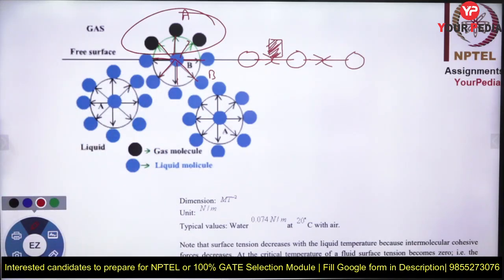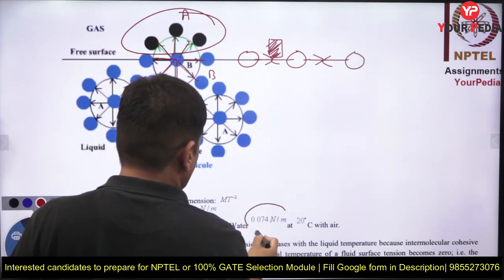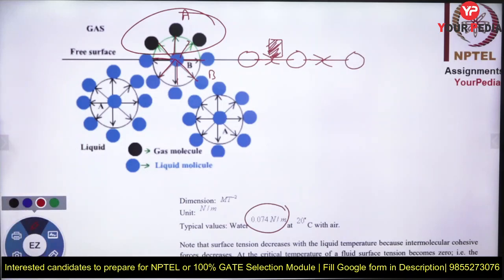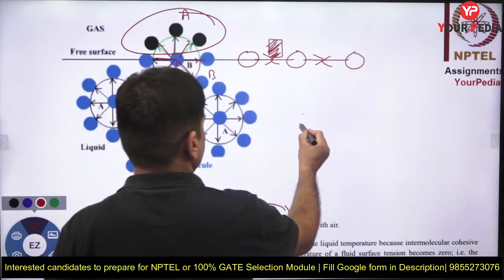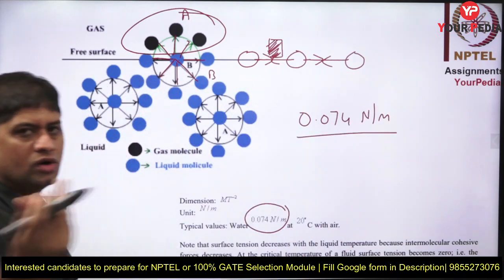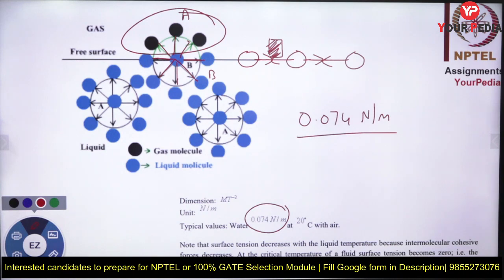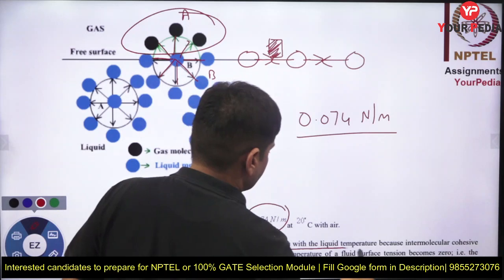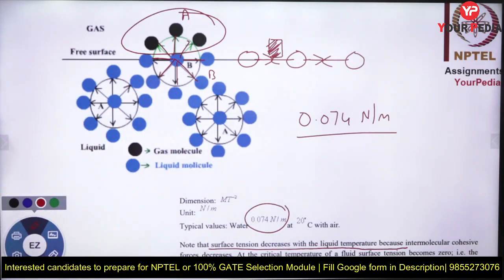What you should know is, what is the dimension of surface tension? All of you know the dimension. It is force per unit length or energy per unit area. The typical value of surface tension of water at 20 degrees centigrade is 0.074 Newton per meter. Maybe you can remember this value for your future reference. And because it is at 20 degrees centigrade, yes, surface tension decreases with the liquid temperature. As the temperature increases, surface tension decreases because intermolecular cohesive forces decrease.